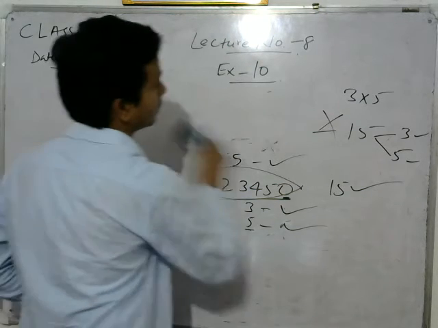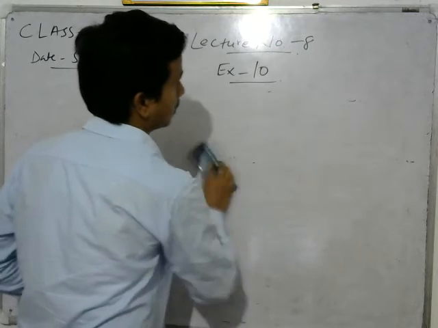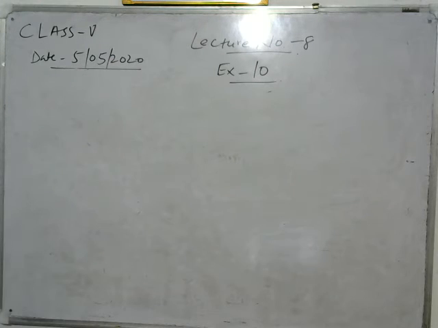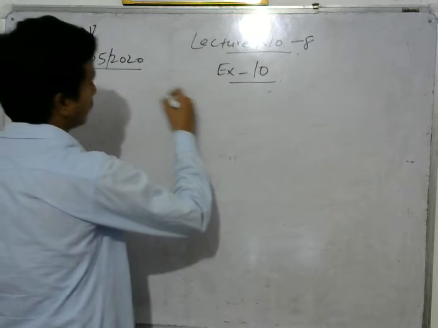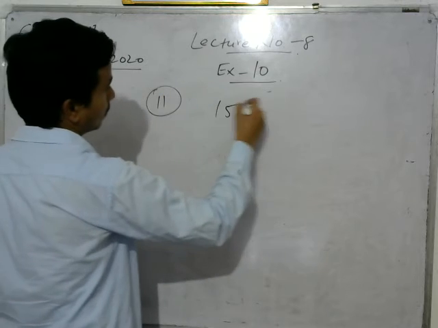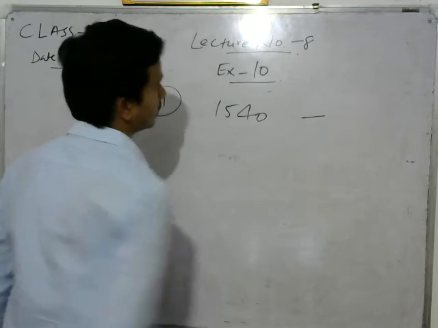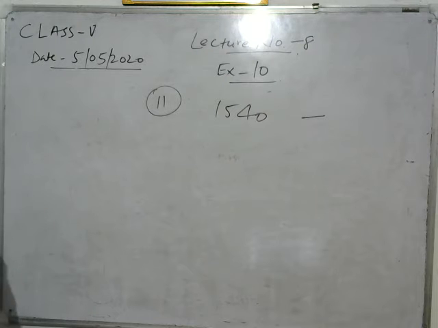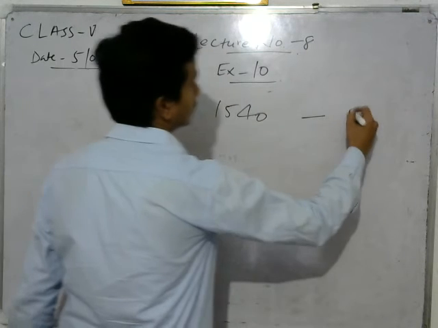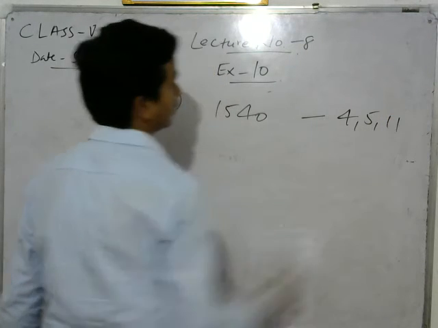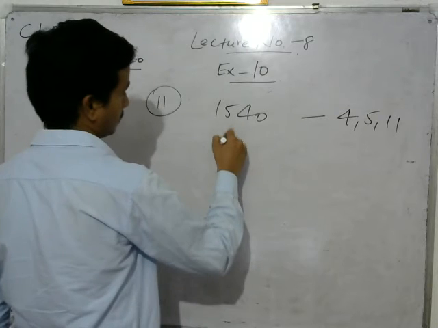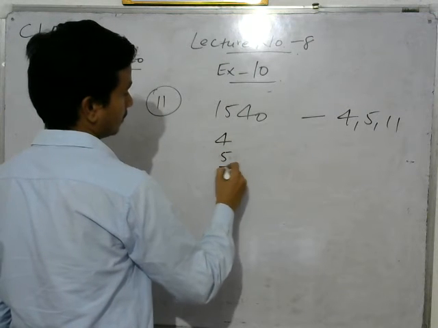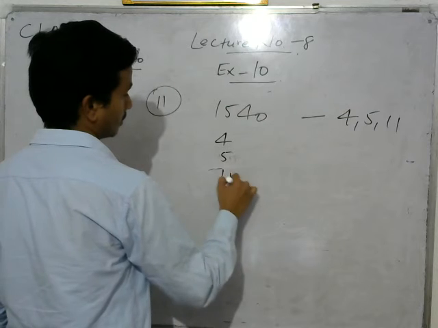Now see question number 11. In question number 11, we have to check whether 1540 is divisible by 4, 5 and 11. 4, 5 and 11, we have to check.